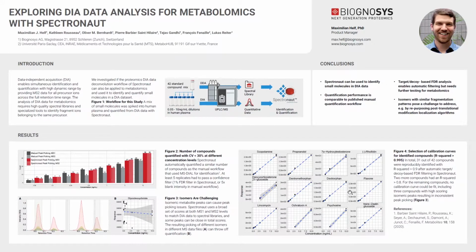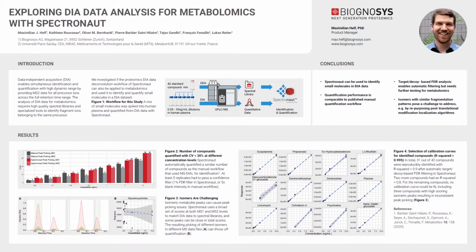Overall though, identification and quantification of metabolites with Spectronaut worked very well. Even though the target-decoy-based false discovery rate estimation in Spectronaut was not designed for metabolomics, it performed surprisingly well in practice. With that filter, we could quantify more than 30 compounds with an R-squared value of more than 0.9. Here are some examples of the well-behaved compounds in our benchmark.